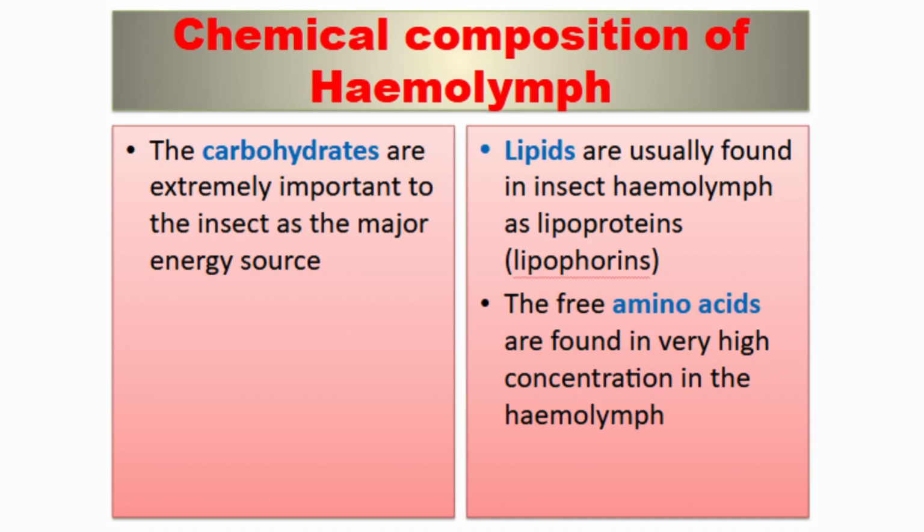The carbohydrates are extremely important to the insect as the major energy source. Lipids are usually found in insect hemolymph as lipoproteins, which help transport of digested fats. The free amino acids are found in very high concentration in the hemolymph, which may be either dietary or synthesized by the insect. Instead of red blood cells carrying oxygen, the tracheal system delivers air directly to the cells, leaving the circulatory system free to transport nutrients, hormones, and waste products.